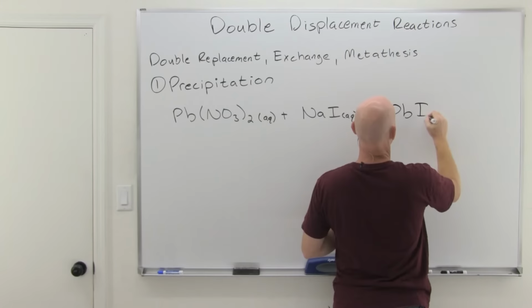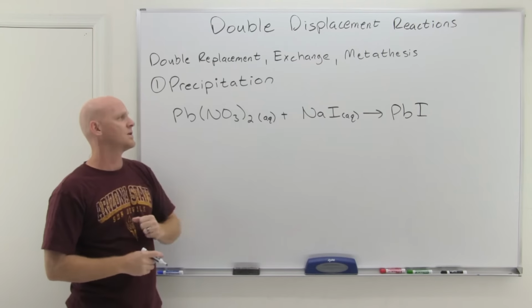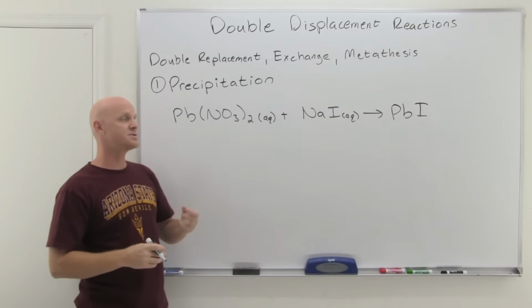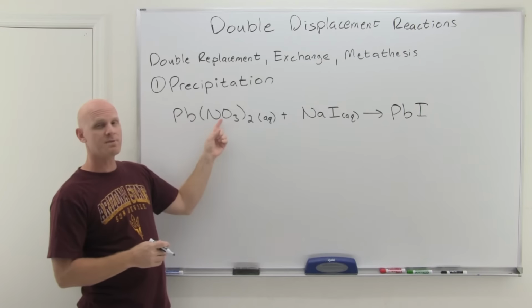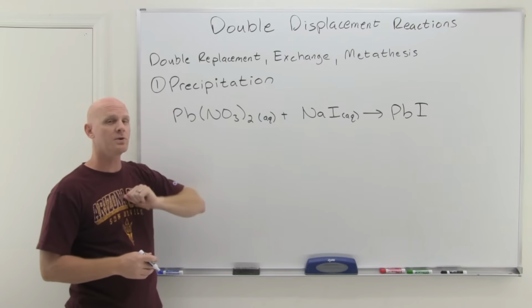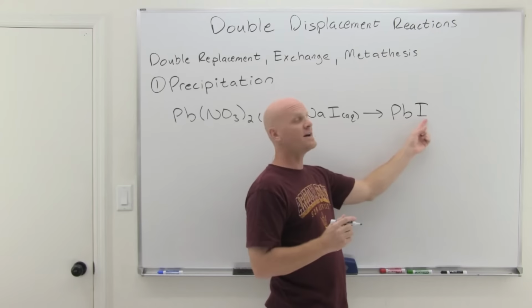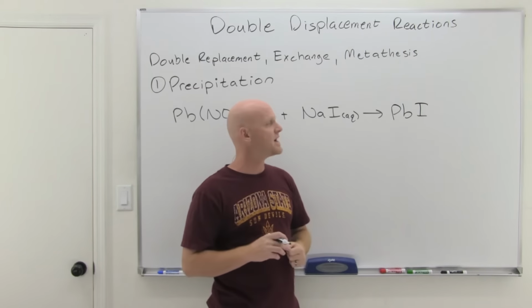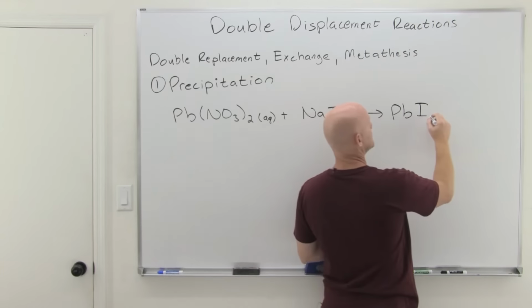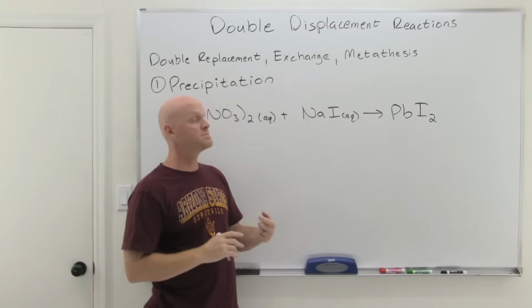And to predict the proper formula here, you've got to know the charges. And so you can see lead here, it doesn't always take on the same charge. And so you have to figure out what charge it is in this context. And in this case, with two nitrates, which are -1 each, lead must be +2. And iodide, as a monatomic ion, is -1. And so if lead's +2 and iodide's -1, to get a neutral compound, like we learned back in chapter 2 for ionic compounds, we're going to need 2 iodides for every lead. And so the proper formula for the product is PbI2.